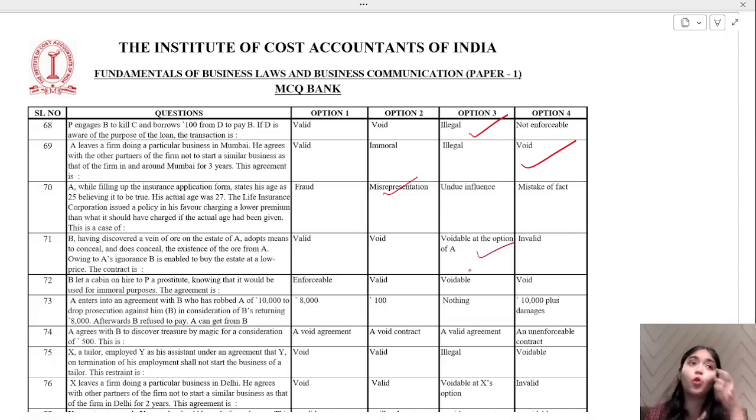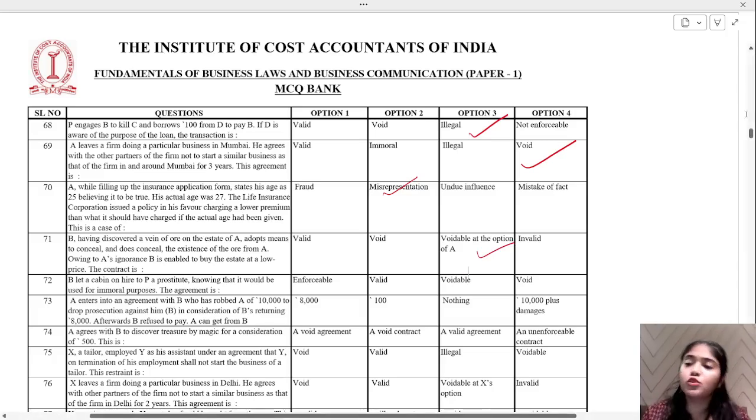If A gets to know there is ore below my land, below my estate, now I want the higher value. So he'll say, I don't want to continue with this contract. So that is voidable. Okay.